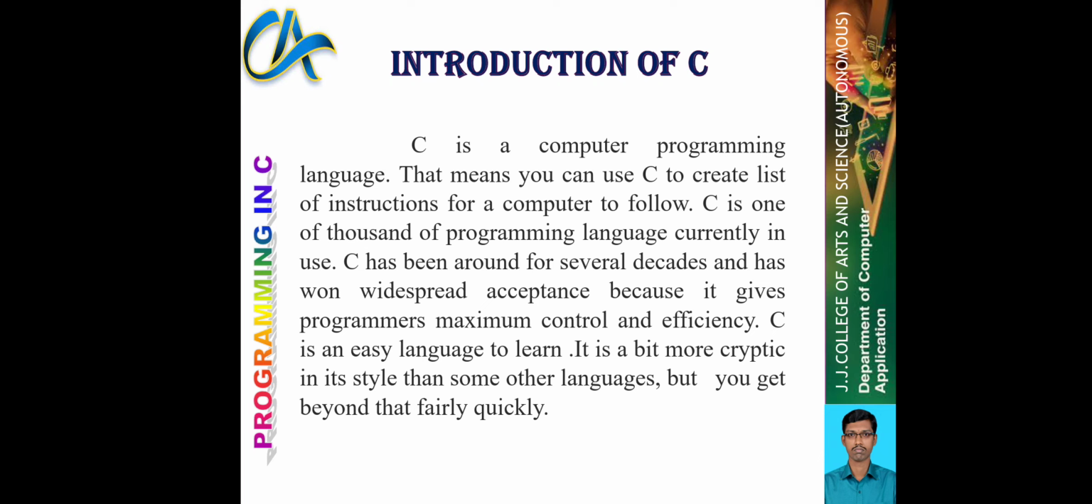C is a computer programming language. That means you can use C to create a list of instructions for a computer to follow. C is one of the thousands of programming languages currently in use. C has been around for several decades and has won its acceptance because it gives programmers maximum control and efficiency.